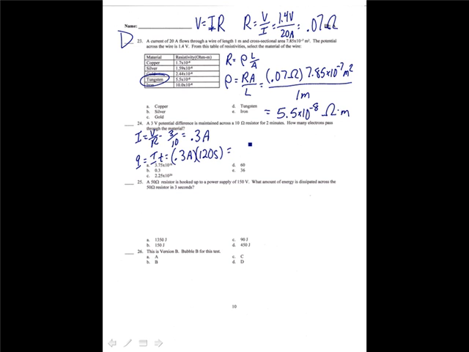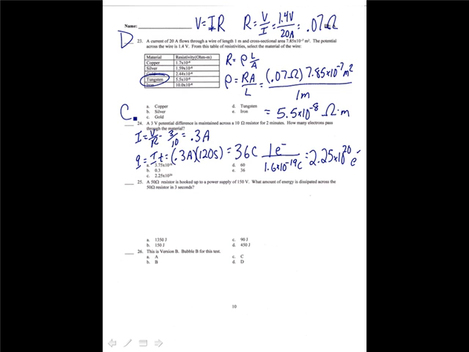So that gives me 36 coulombs. That's the charge, but that's not what I'm asking. I'm asking for the number of electrons. So I want to convert this to number of electrons. 1 electron has a charge of 1.6 times 10 to the minus 19 coulombs, and that's 2.25 times 10 to the 20 electrons. That is option C.